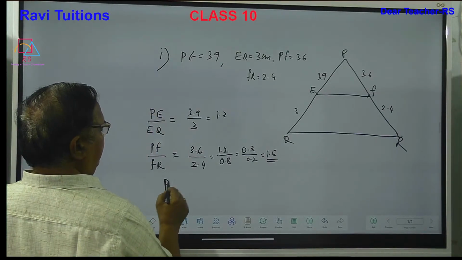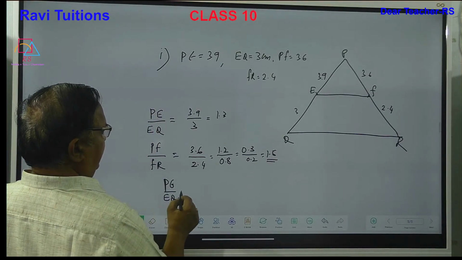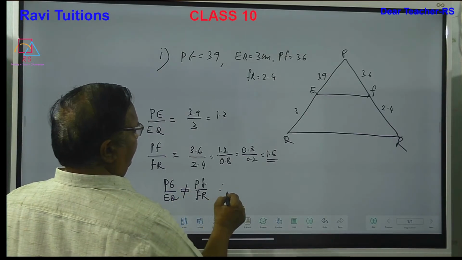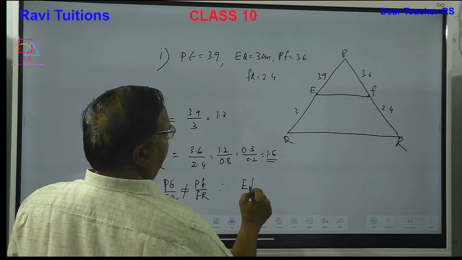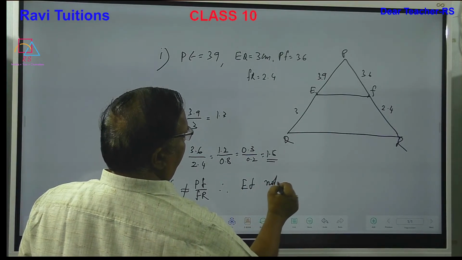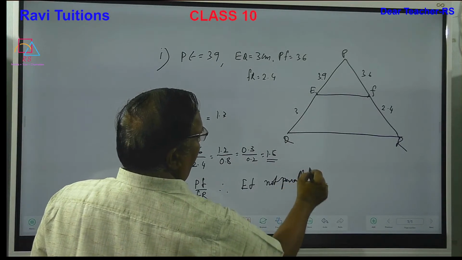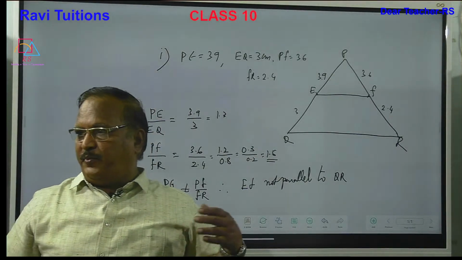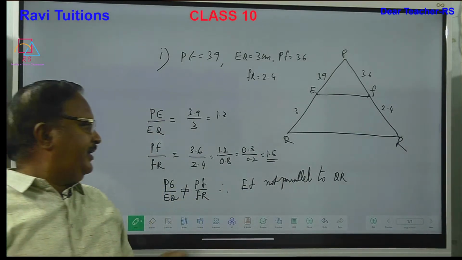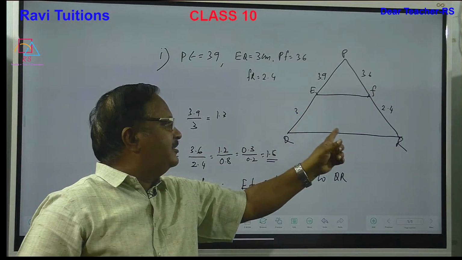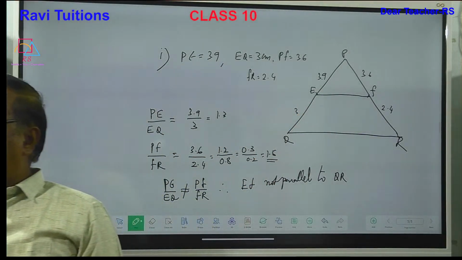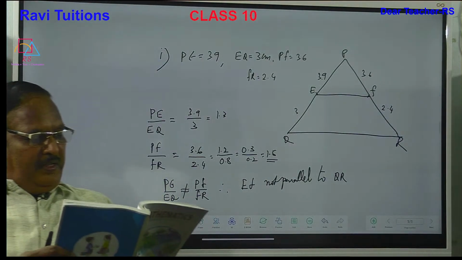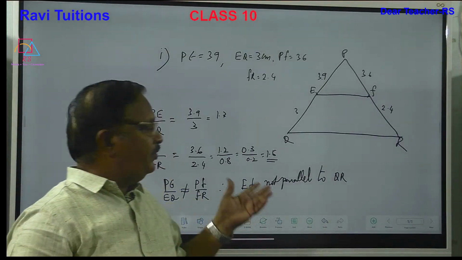So that means PE by EQ is not equal to PF by FR. Therefore, EF is not parallel to QR. So if the basic proportionality holds, then only can EF be parallel to QR. So this is also a very, very important direct question. Okay. So two more bits are there, do them in the same way.